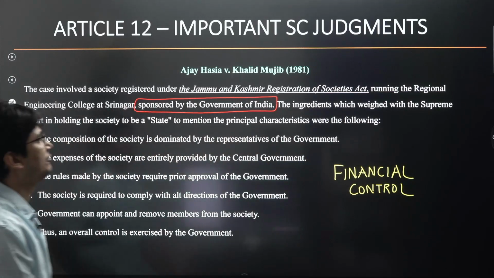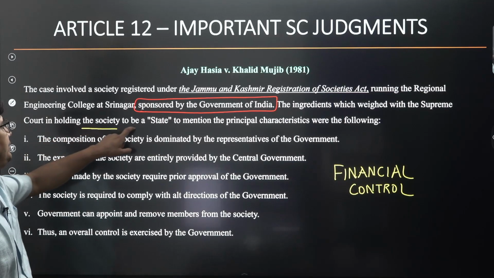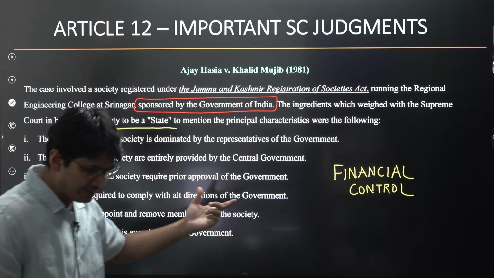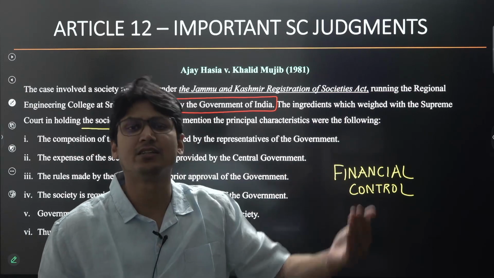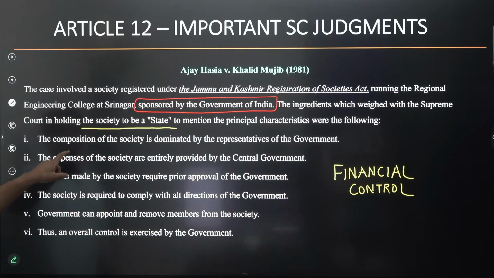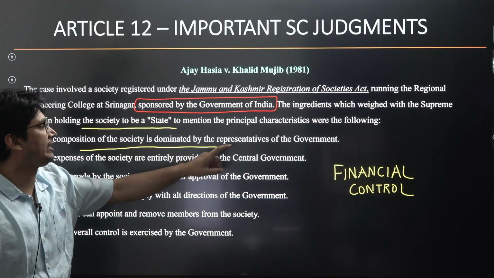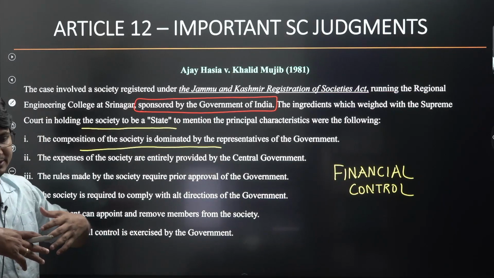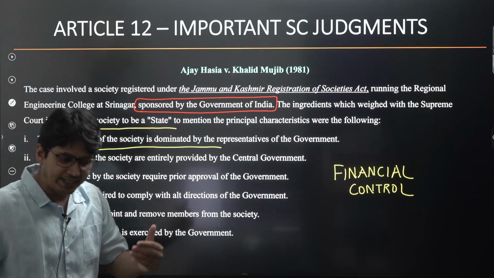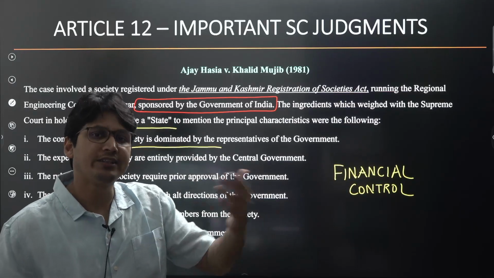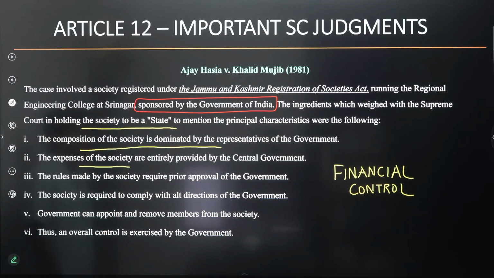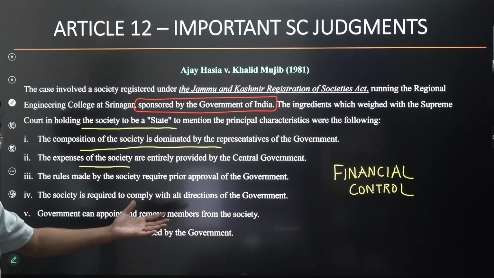Then, the ingredients which weighed with the Supreme Court in holding the society to be a state, to mention the principal characteristics, were the following. So the Supreme Court held that yes, this engineering college registered under the Societies Registration Act is a state because of the following reasons. What were they? The composition of the society is dominated by the representatives of the government. So there are too many government representatives, and hence they represent the government on their behalf. The expenses of the society are entirely provided by the central government. So it's completely dependent on central finance.